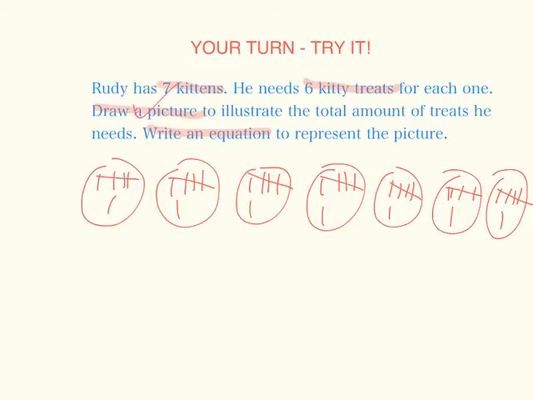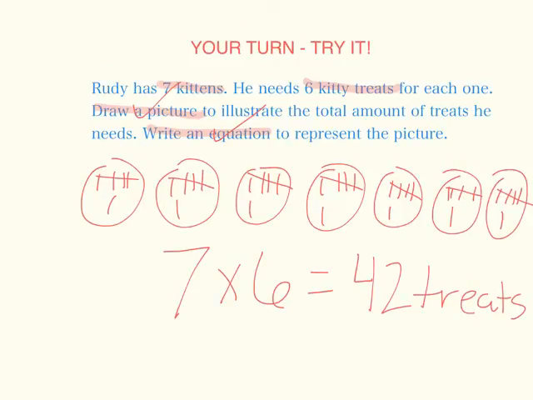We drew our picture. It says write an equation. We have 7 groups of 6 treats, which gives us a product of 42 treats. So make sure that you have a picture that looks similar to ours. Make sure that your equation looks the same and that you have the same product of 42. Again, if not, go back and see where your mistakes were and fix them.